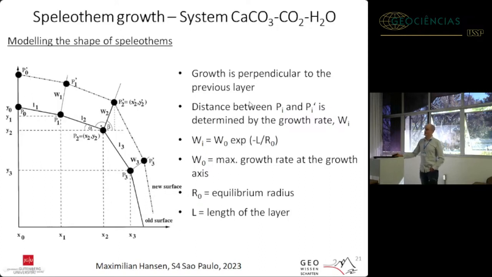And the growth rate, they derived it like that. So that would be the maximum growth rate at the growth axis over here, and then you get an exponential decrease with the length of the layer and the so-called equilibrium radius of the stalagmite, just like the radius of your film.